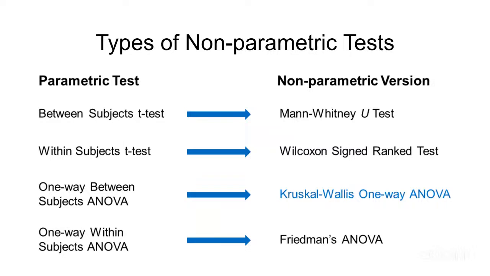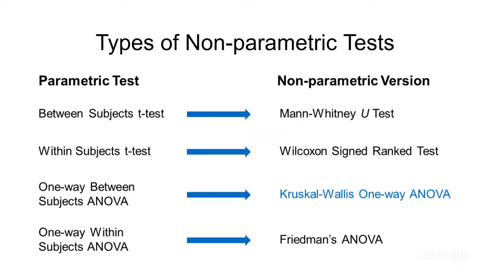Now we are coming to the between-subject t-test, within-subject t-test. After that, we are coming to the one-way between-subject ANOVA. Here we can use the Kruskal-Wallis one-way ANOVA. Kruskal-Wallis one-way ANOVA is very, very useful when you are not able to use the one-way ANOVA. ANOVA means analysis of variance.